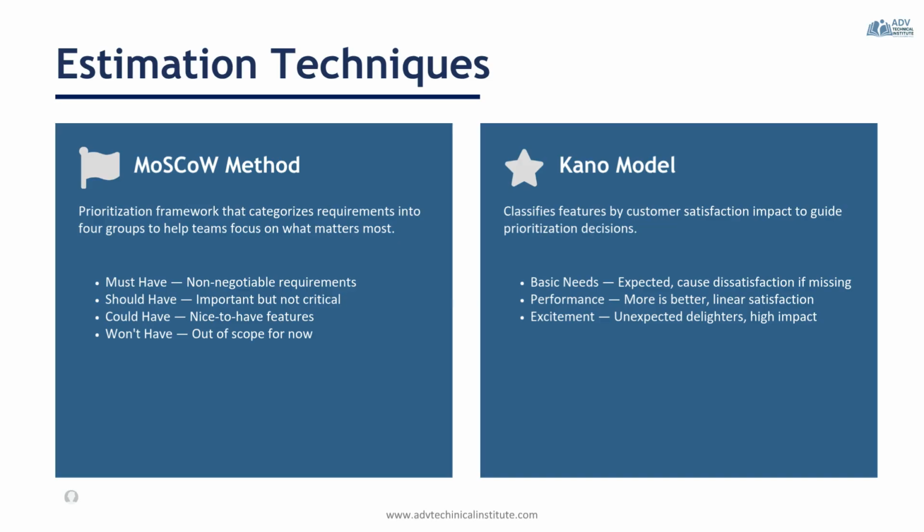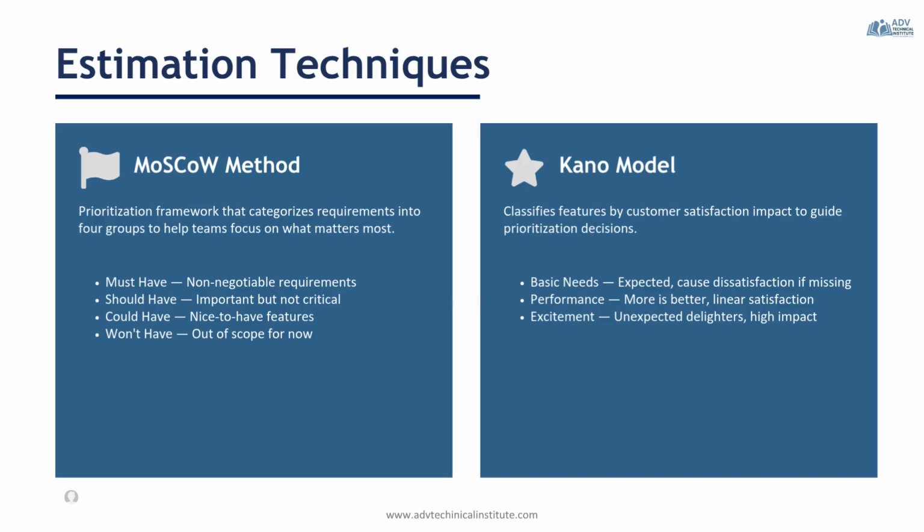Performance features create satisfaction in proportion to how well they are delivered. The better the feature performs, the happier the customer. Faster transaction processing is a good example. Excitement features are unexpected capabilities that delight customers and create a competitive advantage. For example, an AI-powered spending coach could surprise and impress users.